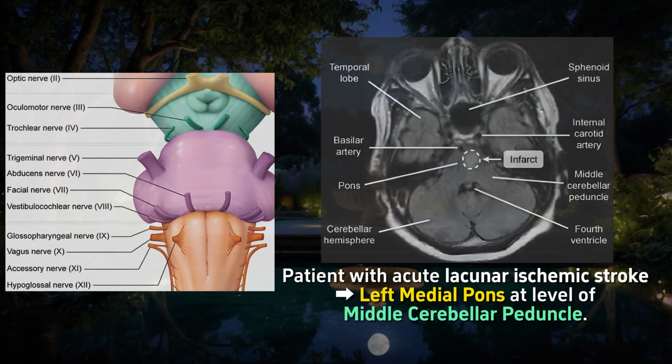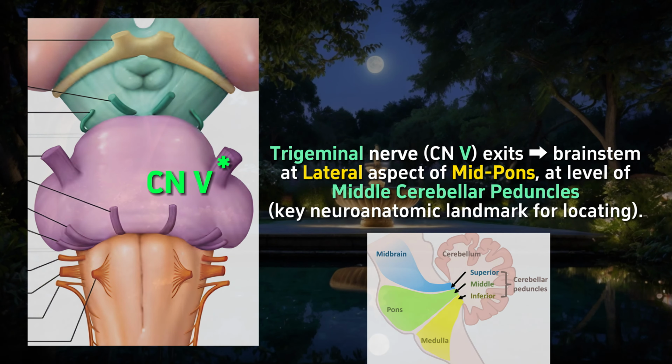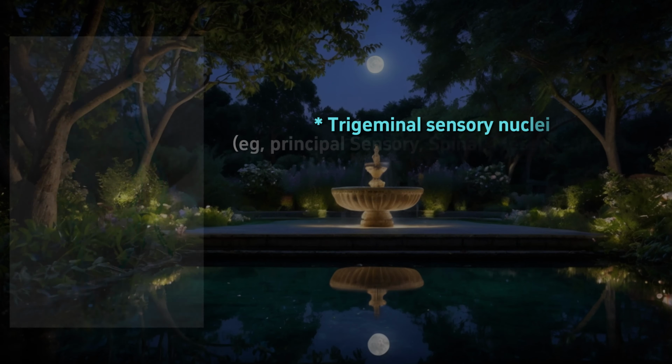This patient has an acute lacunar ischemic stroke affecting the left medial pons at the level of the middle cerebellar peduncle. The trigeminal nerve CN5 exits the brainstem at the lateral aspect of the mid-pons at the level of the middle cerebellar peduncles, a key neuroanatomic landmark for locating the nerve.